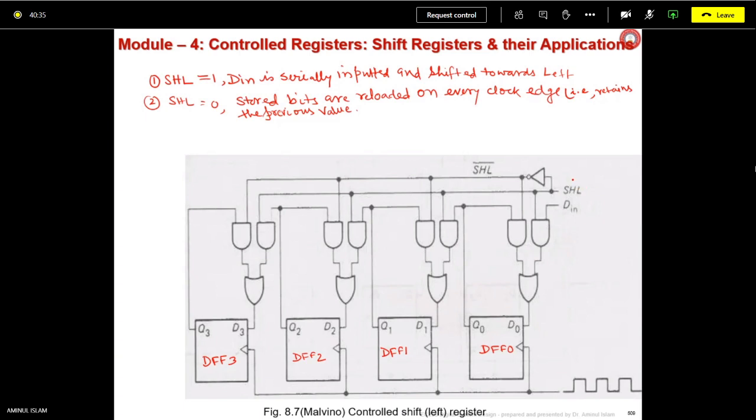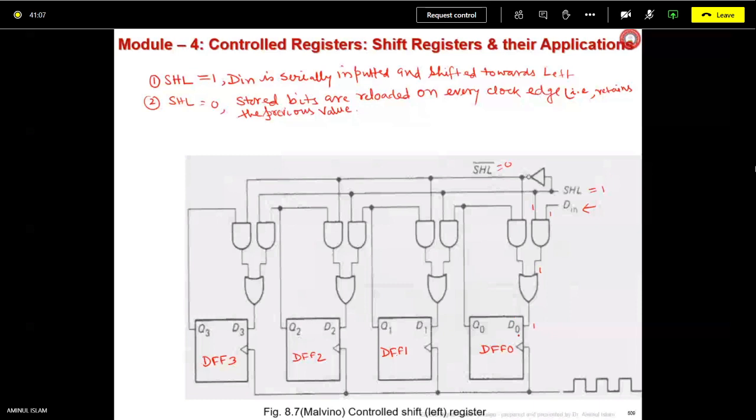How is it? Suppose data in is being applied here. So it is going to be shift left, and from the right side you are applying. Now SHL you have applied 1, then this will be 0. Then this 1 and this data in. Let us assume data in is equal to 1. Then 1 is coming here, and you are getting 1 here.